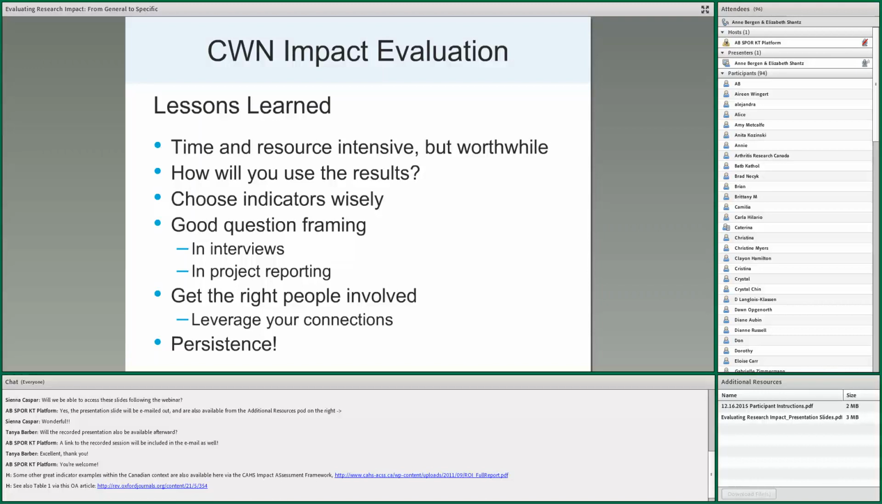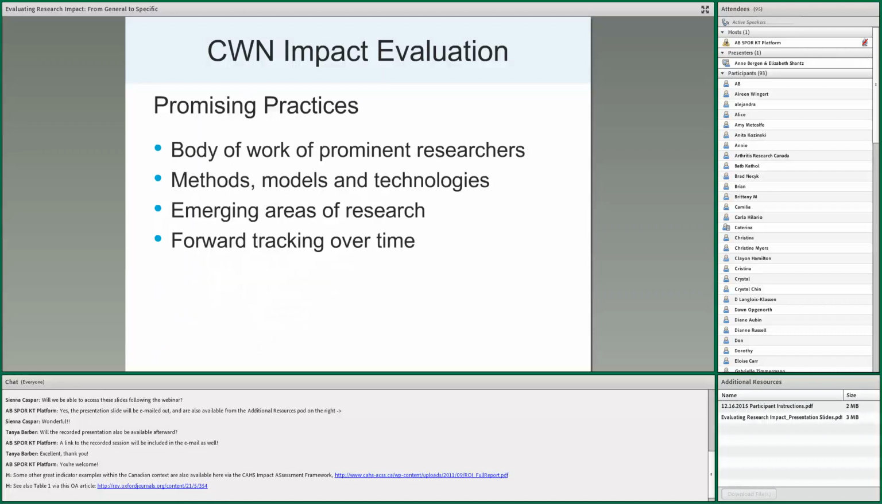And finally, persistence is a virtue. You have to remember that the evaluation is a great concern for you, but probably not for the people that you're trying to contact, especially if it's about a project that finished 5 or 10 years ago. So recognize that, use what avenues you can to get in contact with them, and follow up patiently.